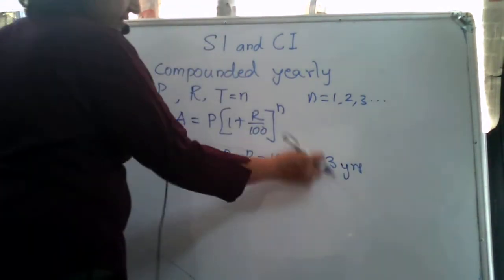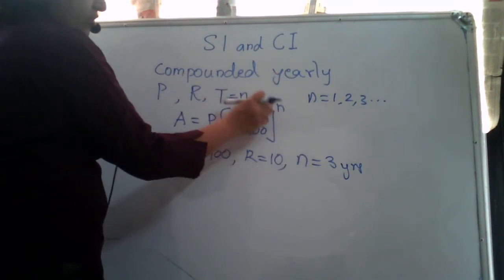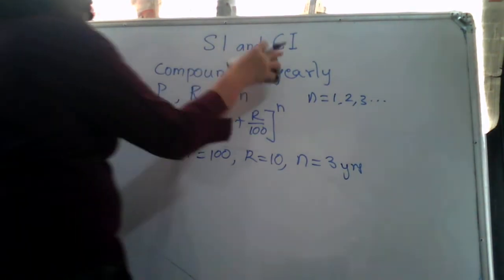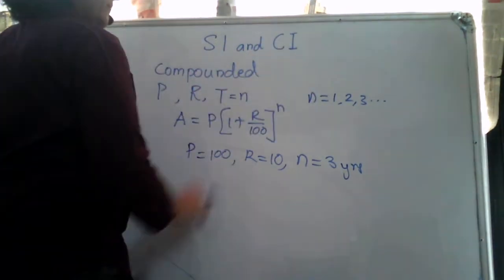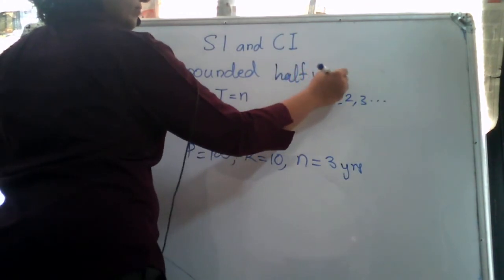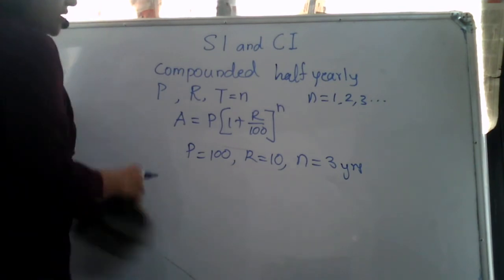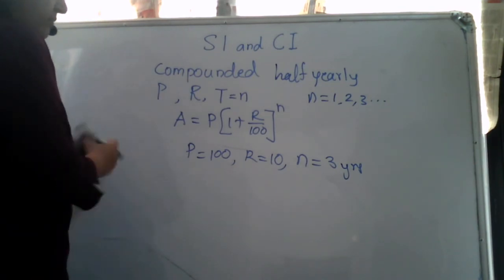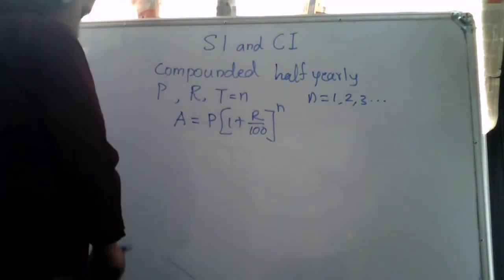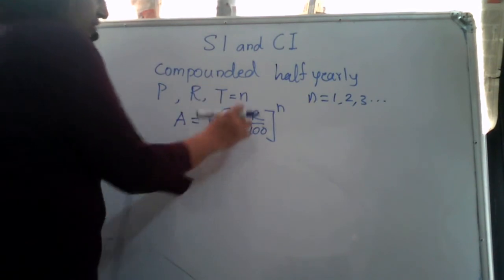Now as it was compounded yearly, we have taken the number of years n. So when it is compounded half yearly, what happens? If it is compounded half yearly, the formula will remain the same, but what you are going to substitute in it will differ a bit. Then what differs? P will not differ, but R will differ.